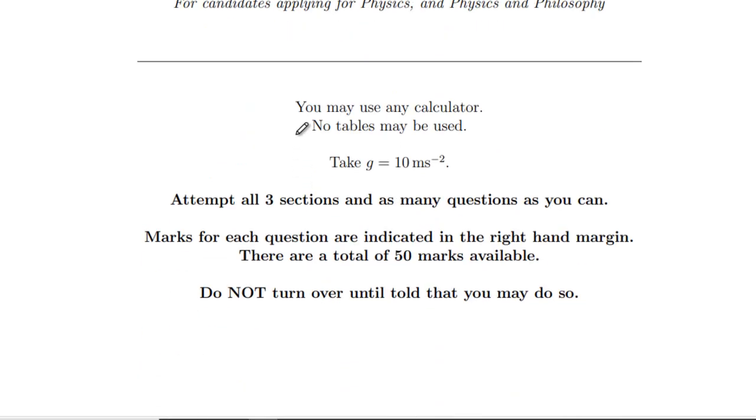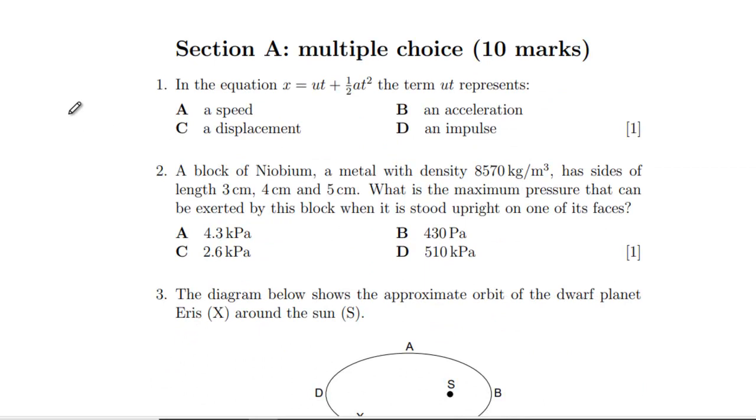In this one, because they change it year by year, often you can use a calculator. G is taken as 10 meters per second squared. Let's see how we get on with these multiple choice ones.